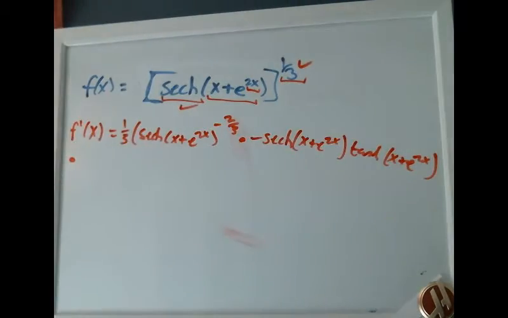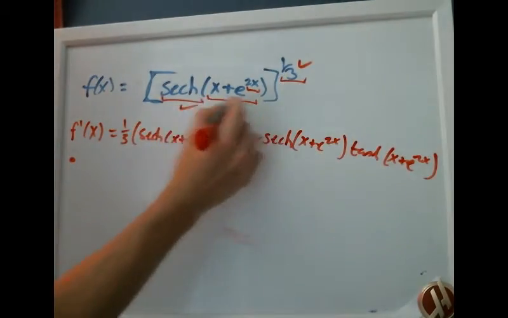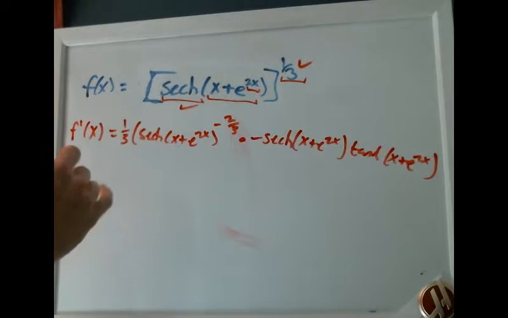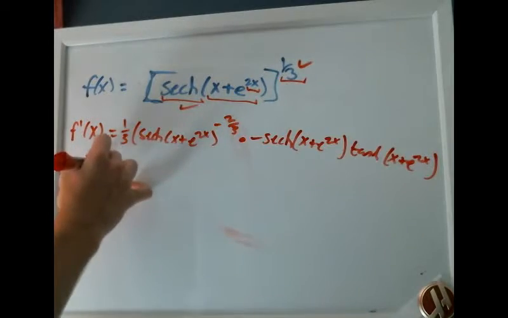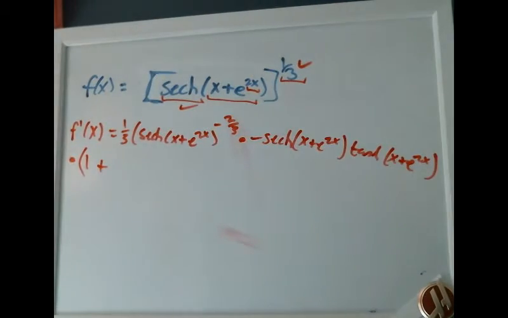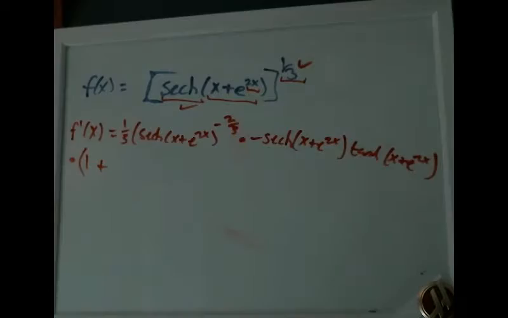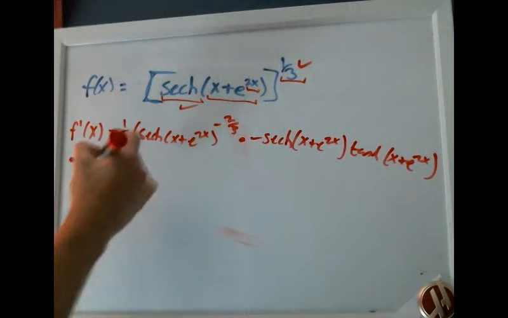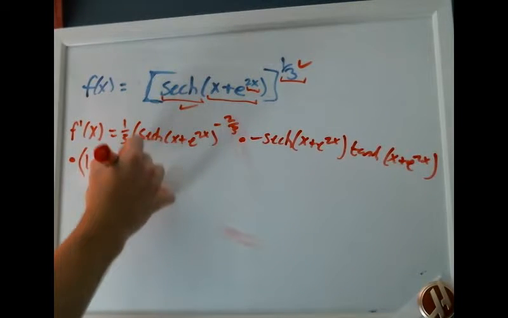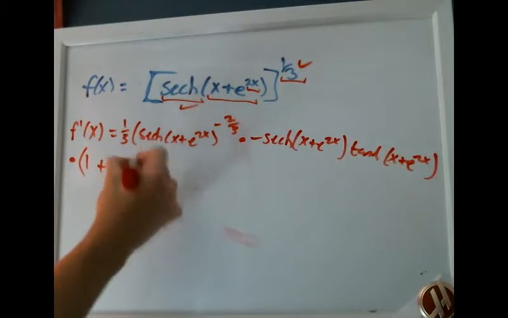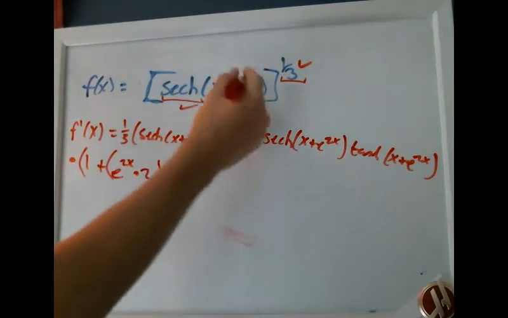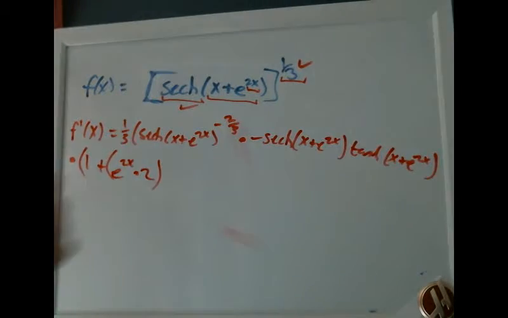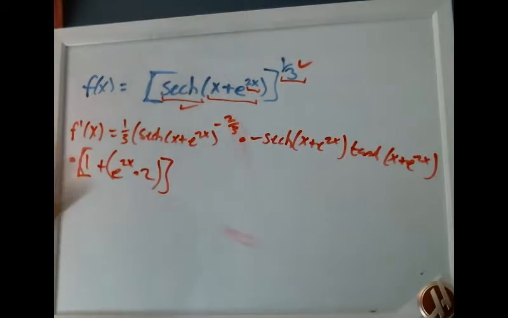Time to multiply by the derivative of the inside of that, which is this section, the angle x plus e to the 2x. The derivative of x plus e to the 2x is 1 plus, and here we have e to the 2x. Remember, that's its own separate chain rule because e is not just to the x. So the derivative of e to the x is e to the x, or in this case e to the 2x, times 2. Remember, multiplying by the derivative of the inside, the derivative of 2x is just 2. And there we go. That is the answer to this problem.